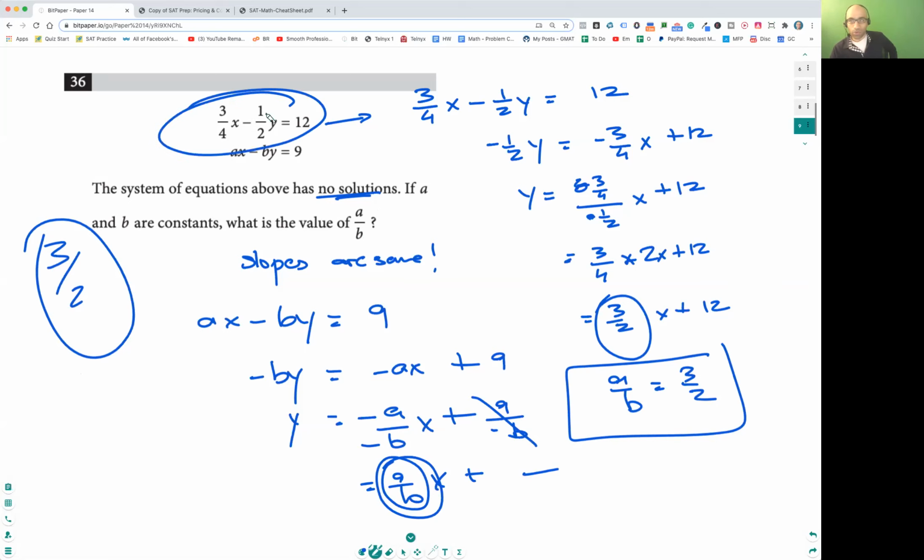You find the slope of this, you found it to be 3 over 2. Now you find the slope of this, you found it to be a over b, and these are the same. Why are they the same? That's explained in my system of equations and lines section. Okay, I promised you, right? This problem is going to come up.